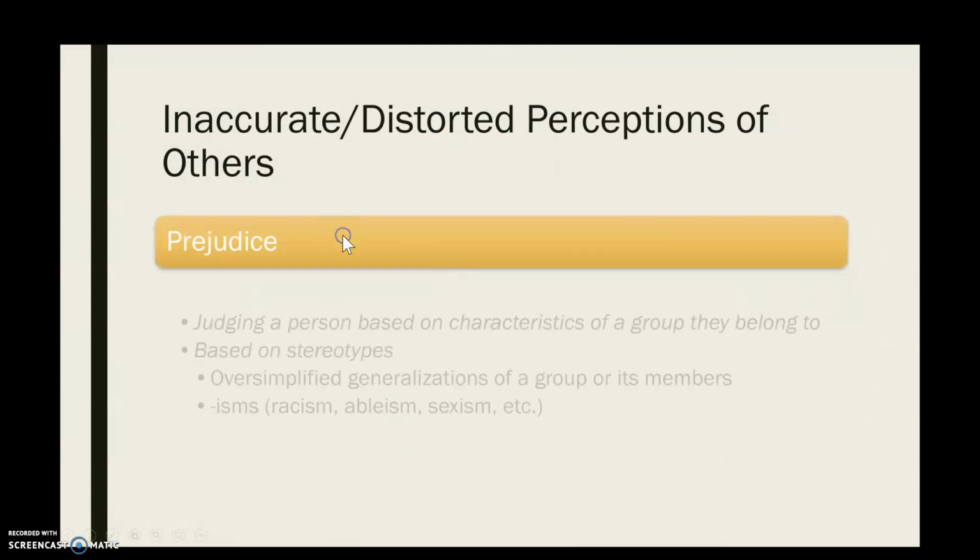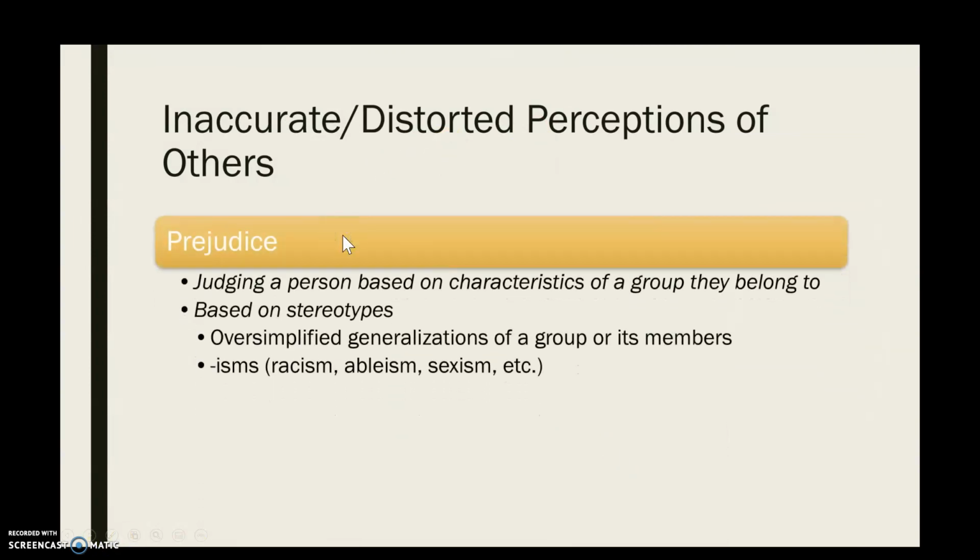Prejudice is kind of a more extreme form of that. It's judging a person based on characteristics of a group to which they belong. Prejudice is based on stereotypes, which are oversimplified generalizations of a group or its members, and this includes all the isms: racism, ableism, sexism, etc.